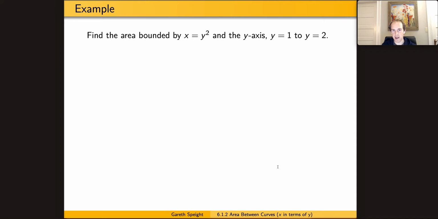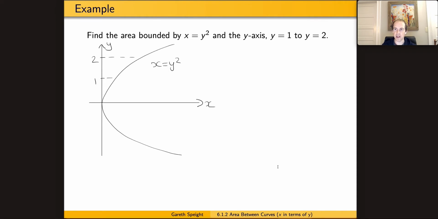So for instance, let's think of the curve x equals y squared and find the area between the curve x equals y squared and the y-axis from y equals 1 to y equals 2. So the curve looks a little bit like this. Notice that this curve is easier to understand when x is a function of y because there is a piece above the axis and a piece below the x-axis.